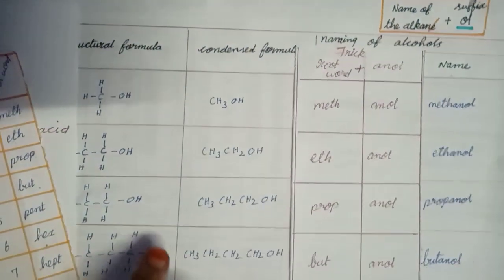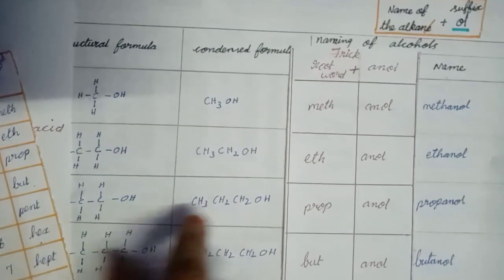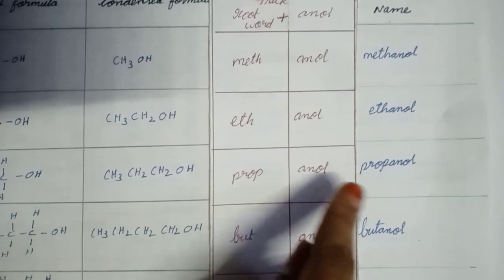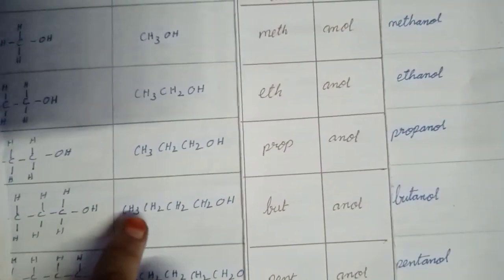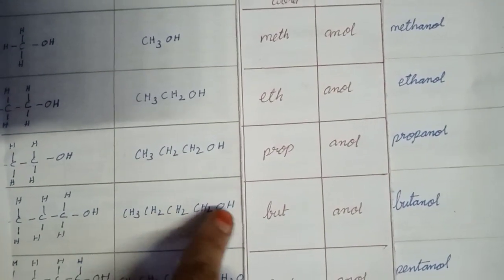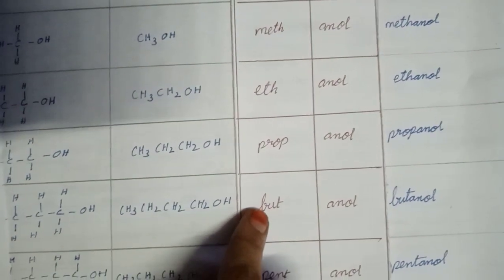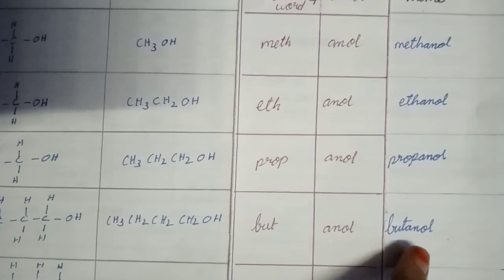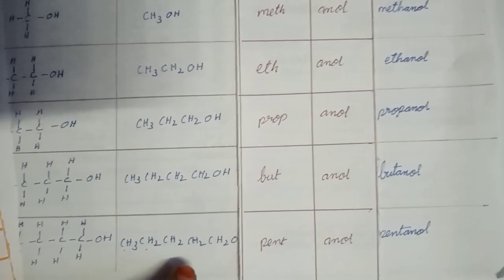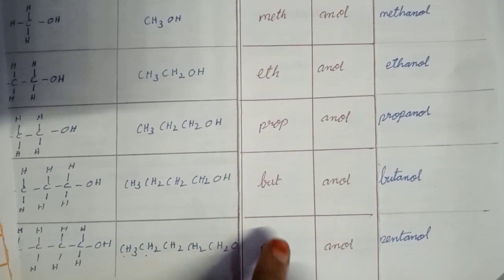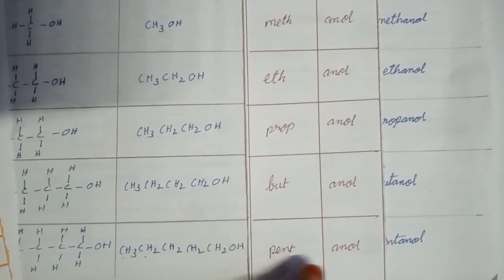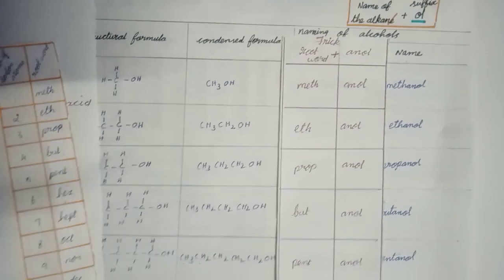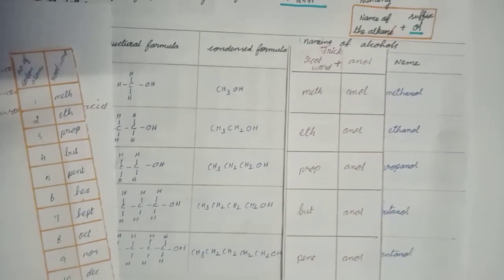Okay, and next 1, 2, 3. 3 carbons are there. So what is the root word? Prop. Prop plus anol, propanol. 1, 2, 3, 4. 4 carbons. Root word but, then anol, butanol. Like that, pent, 5 carbons. So this is pent plus anol, pentanol. Okay, so in this way we easily identify the name from an examination point of view.